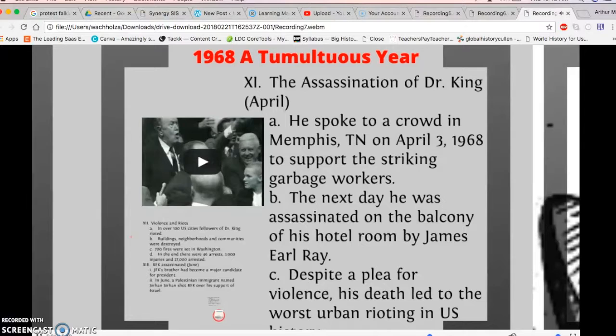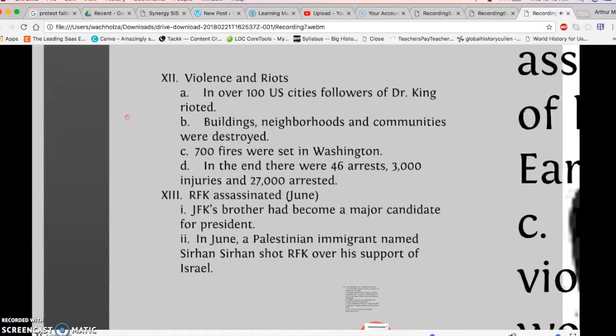There is violence that takes over many of the city streets as people start to see a lot of that frustration with King's assassination. And then ultimately the assassination of Robert F. Kennedy, John F. Kennedy's brother, during his move to run for the presidency and take over for Lyndon Baines Johnson, who decides in 1968 to not run for office.